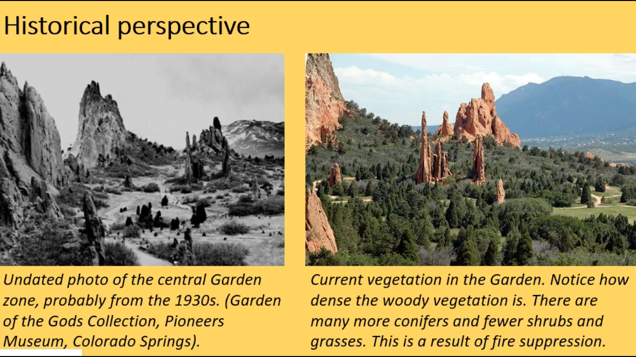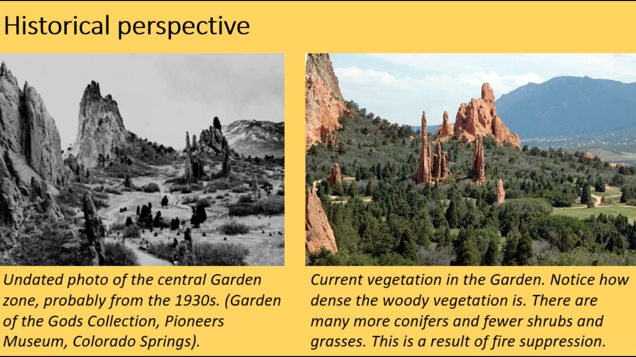So let's take a look at this historical perspective. These life zones have always been here in the garden, but their relative abundance has really changed over time. The picture on the left is one that is in the Garden of the Gods restoration plan, which I have cited later in the presentation, and the picture on the right is just a modern picture. Notice how the picture on the left, about 80, 90 years ago, is mostly grasslands and shrublands.